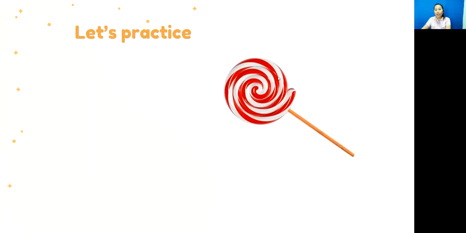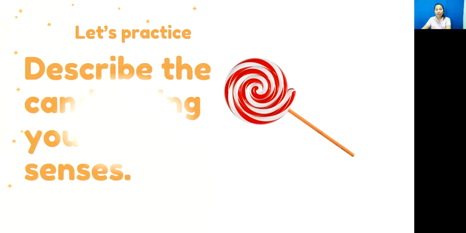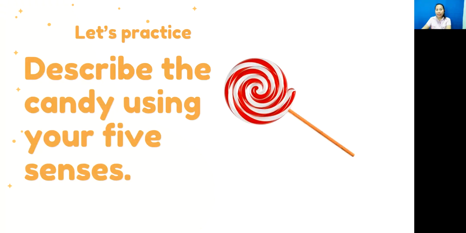Okay, let's practice. What do you see here? What is this? A lollipop, a candy, okay? So can you describe the candy using our five senses? What can you say about the lollipop using your senses? Describe the lollipop. What is the color of the lollipop? Color red and white. Very good. Red and white.